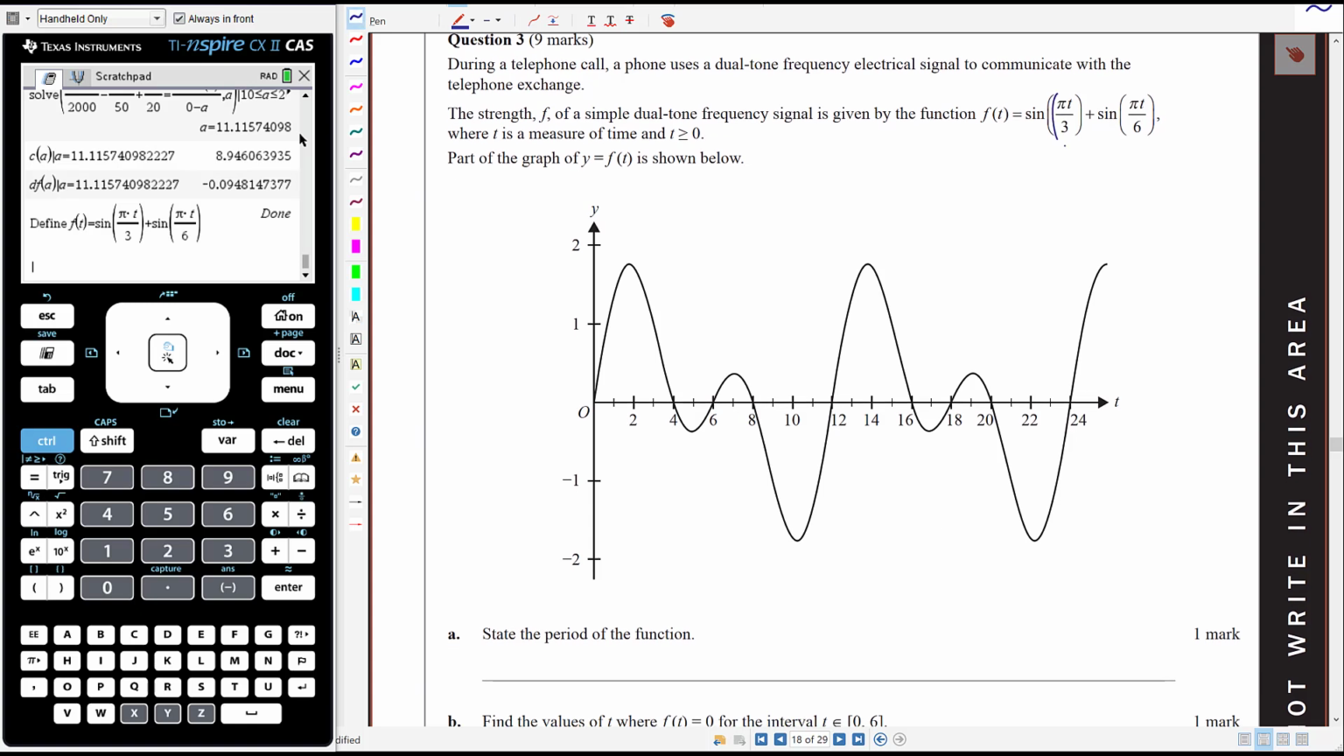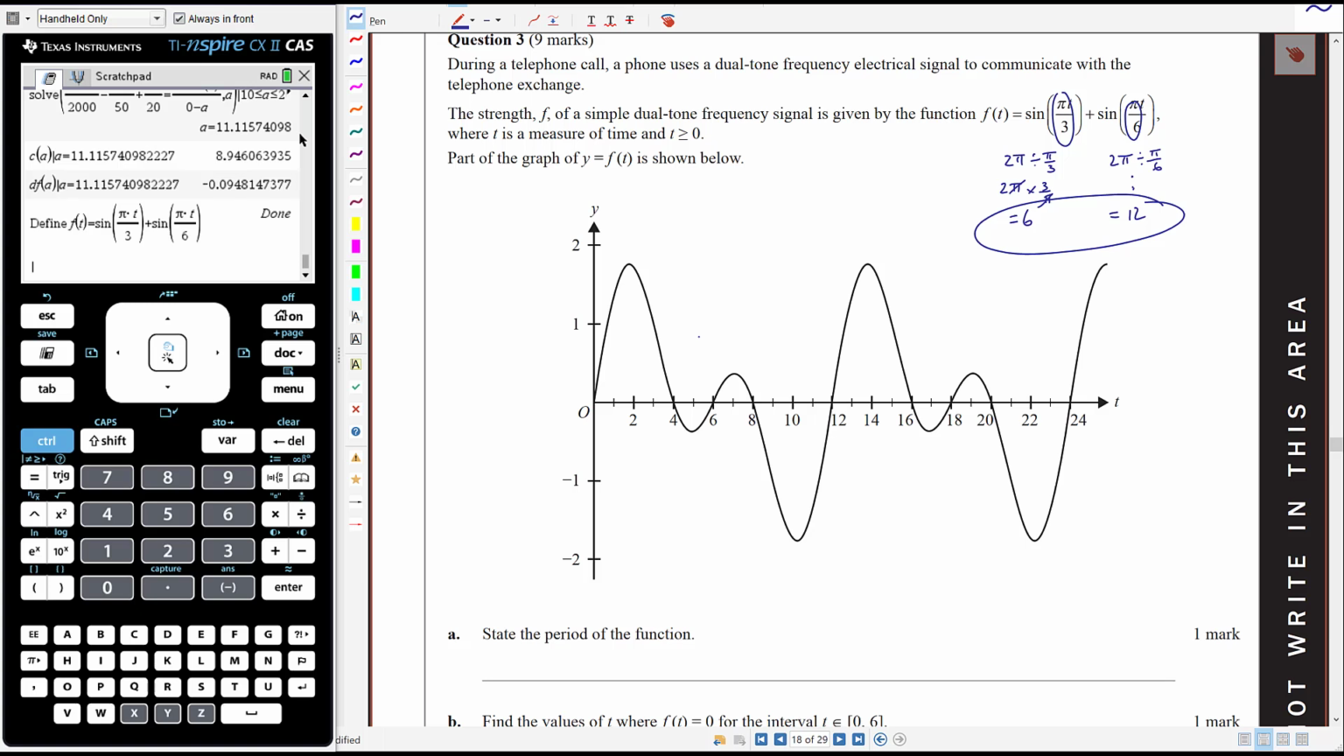So you might think it through algebraically. If you've got pi on 3, the period of that is 2 pi divided by pi on 3, which is 2 pi times 3 on pi, which is going to be 6. And the period of this is going to be 2 pi divided by pi on 6, which with the same logic is 12. It needs to be the lowest common multiple of these, so the period will be 12. You don't, however, need to work that out. You can also see that from the graph.